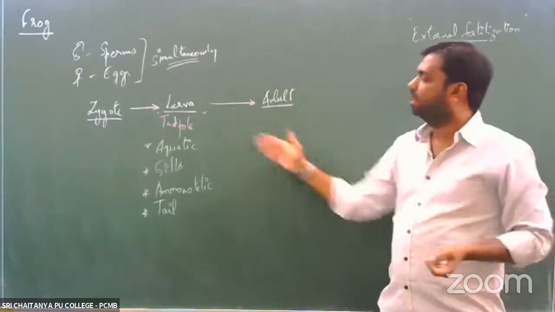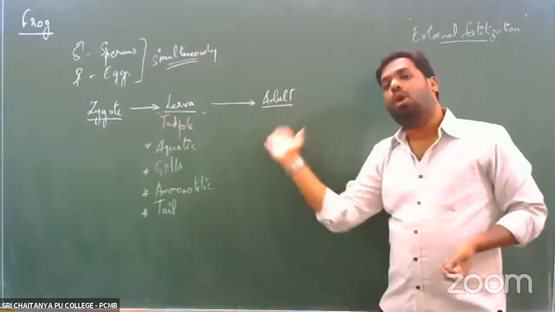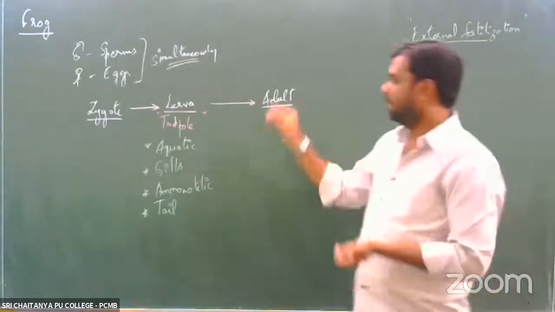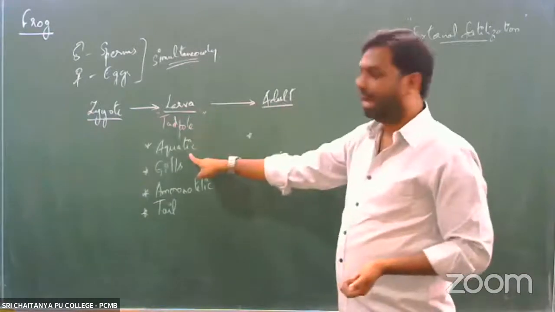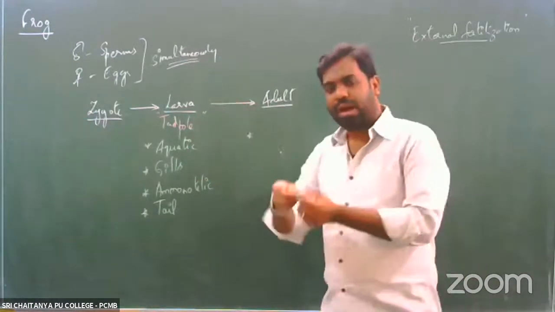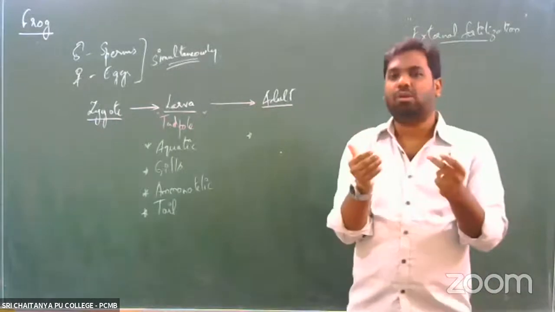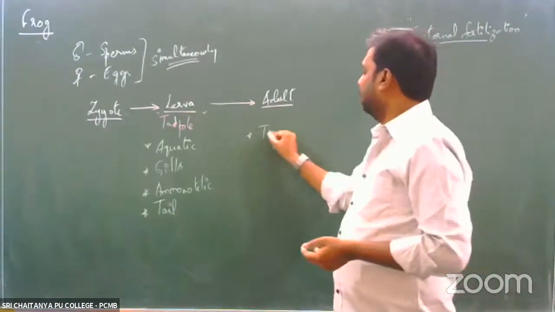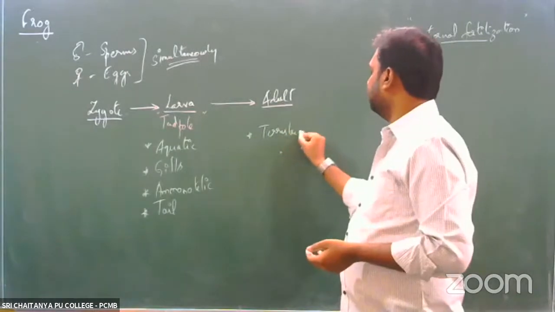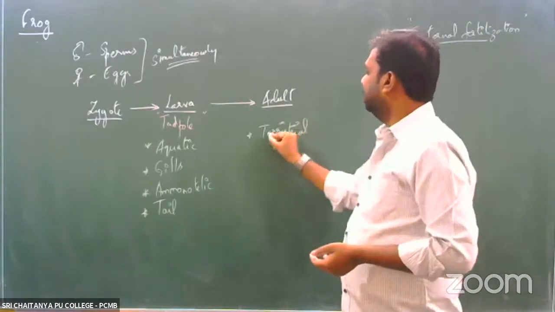So what are the characters? Same thing, if you see here, it would be quite opposite in the case of the adult organism. We can start making a note of that also. The larva was aquatic, but after it is completely developed into an adult organism, it would move on to the land and therefore it would start becoming terrestrial.